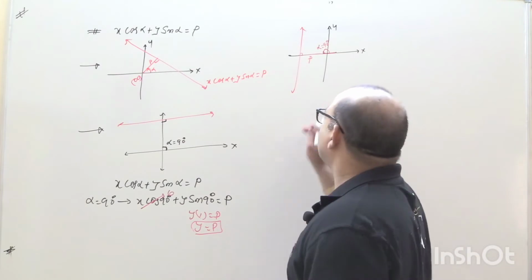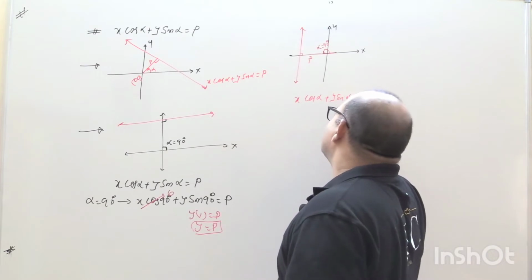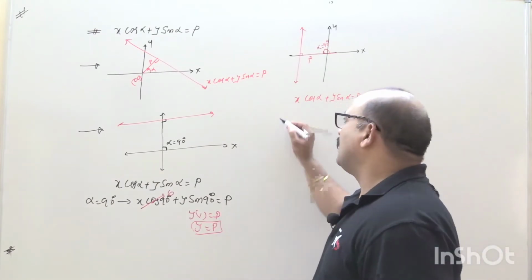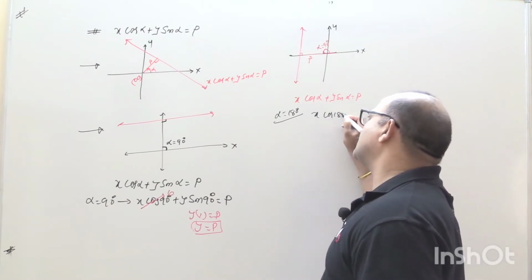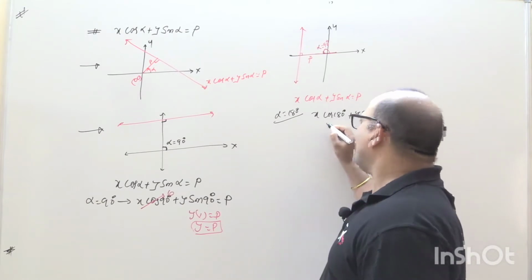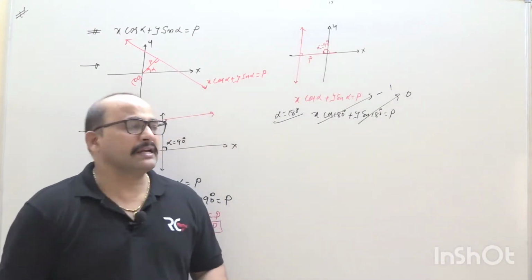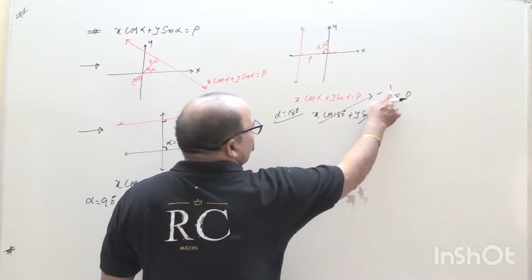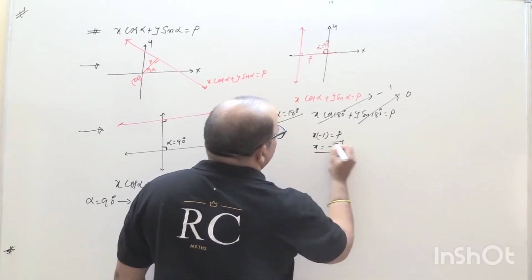Now x cos alpha plus y sin alpha is equal to p. Alpha is nothing but 180 degrees. So x cos 180 degrees plus y sin 180 degrees is equal to p. Cos 180 value is minus 1, sin 180 value is 0. So x into minus 1 is equal to p. Therefore the final answer is x is equal to minus p. Crystal clear, students?